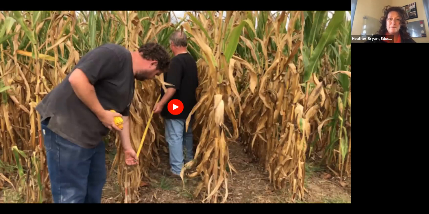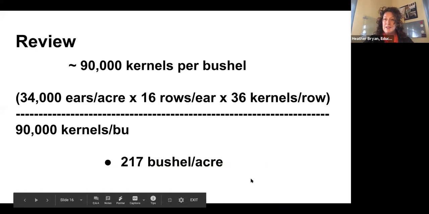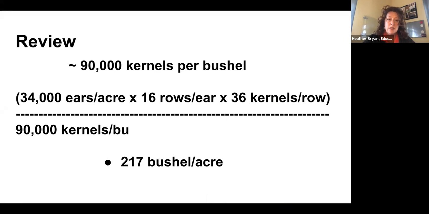So let's move on. As a review, we know that 90,000 kernels on average are needed to make a bushel of corn, which is 56 pounds. So as you're looking at this, let's change our numbers just a little bit. Instead of the 32,000 population per acre we thought we had, we're going to adjust that to 34,000 ears per acre. Then again, we're going to multiply that by the 16 rows per ear, as well as the 36 kernels per row, and then finally divide that number by the 90,000 kernels per bushel. And check this out, we now have 217 bushels per acre instead of 205.